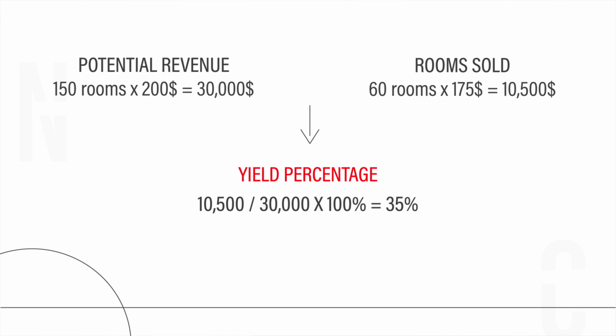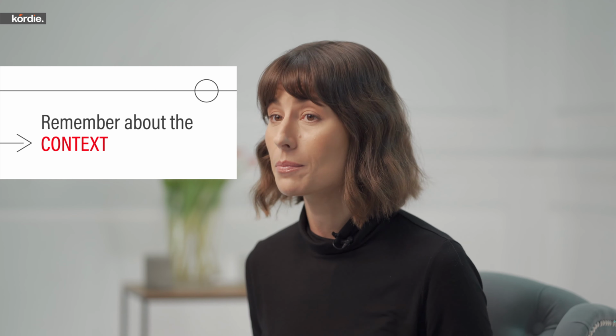$13,300 divided by $25,000 times 100%. Therefore, the yield percentage is 35% for our example hotel on September 7th. However, without context, this is just a number. Analyze it in the context of a bigger picture to gain insights about our performance.